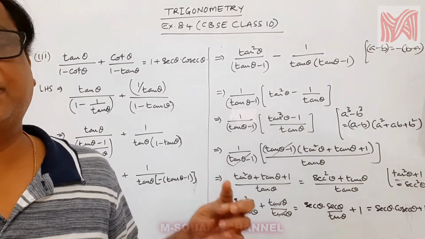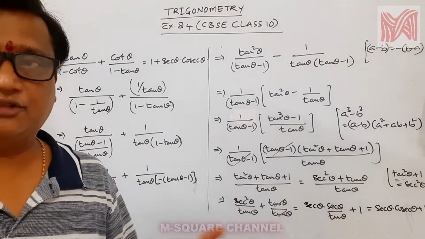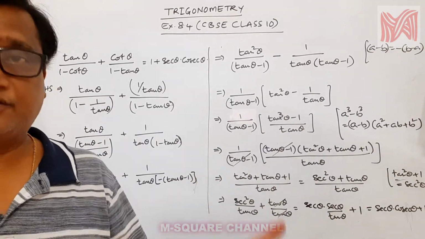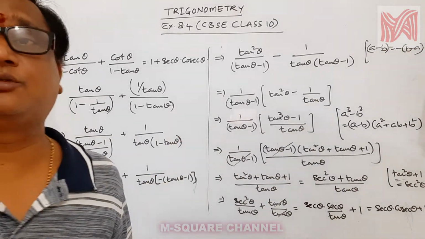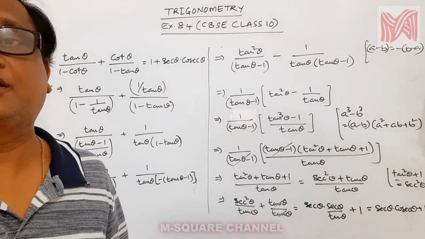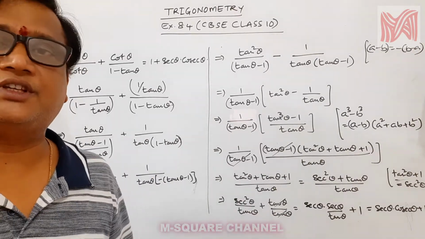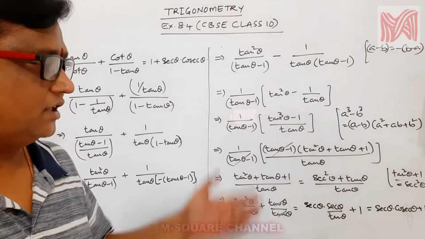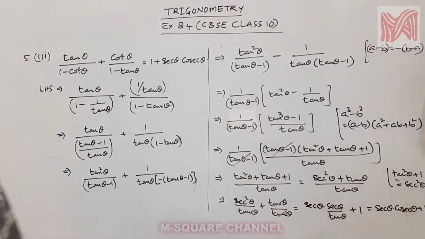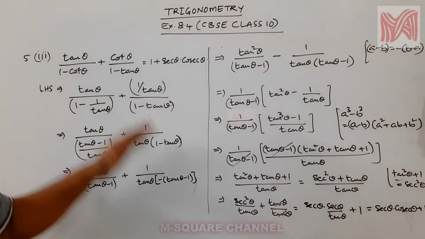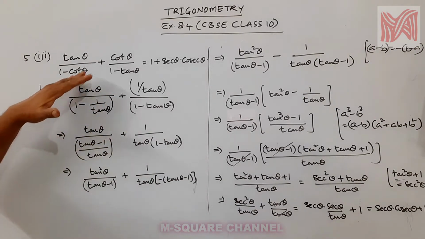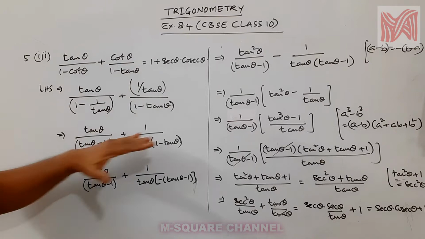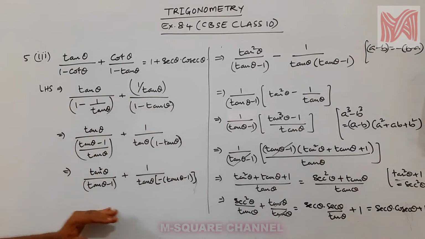So in previous videos I explained changing of trigonometric ratios to other forms. That's why the first question of this exercise is also like that: convert into secant, convert into cosecant, convert into tan, we practice. Then you can understand these steps. So in this first step we are going to change cots here. So totally the LHS is changed into tans.